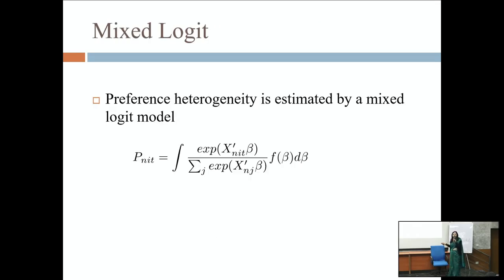Okay, and the probability that an individual n is going to choose alternative i will now be given by this expression. These details are for people who want to really learn the econometric theory behind our estimations.